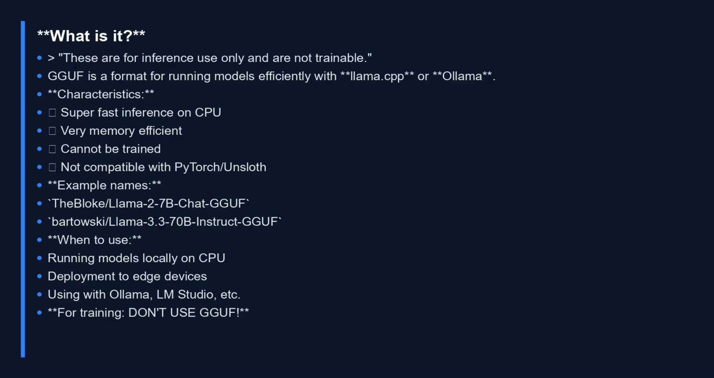Here's the critical point. GGUF models cannot be trained. They are inference only. The format strips out the structures PyTorch needs for backpropagation. If you load a GGUF model into Unsloth and try to fine-tune it, it won't work. GGUF is for running models, not teaching them. Keep this boundary clear and you'll avoid a very frustrating debugging session.